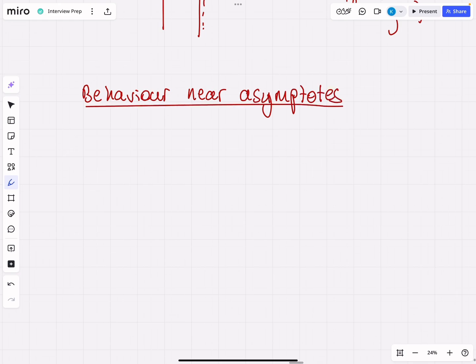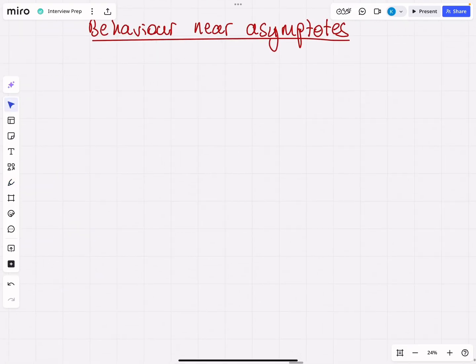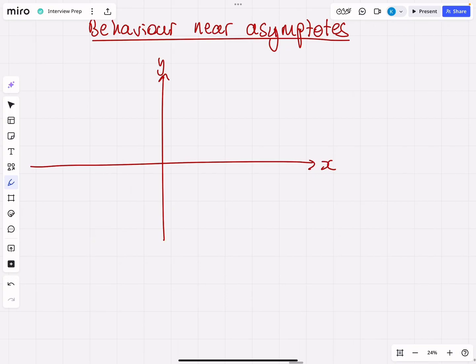And I'm going to start to introduce the concept of limits later on. But it is useful to know about limits, but it's not a necessary condition to understanding what I'm about to relay. So let's analyze the graph of y equals 1 over x.